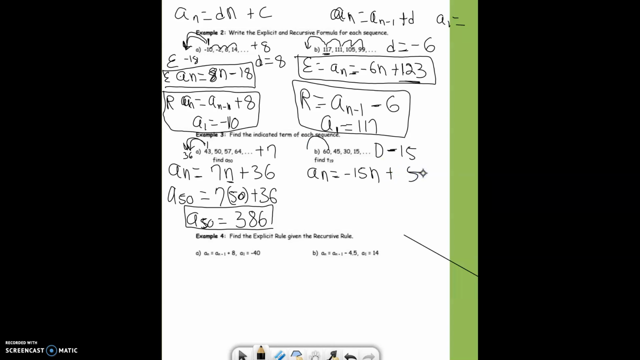Now let's use my formula. I'm going to plug in 19, so negative 15 times 19 plus 75. And then my 19th term in the sequence, well, it's going to go down. So even before I do the work, you assume we're going to get into negative territory, which we are. So my 19th term is going to be 210.